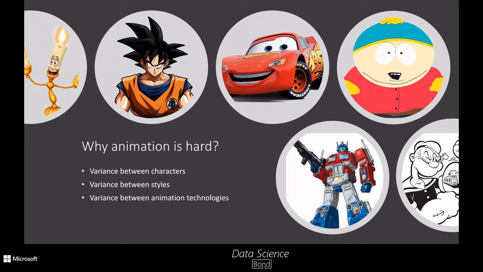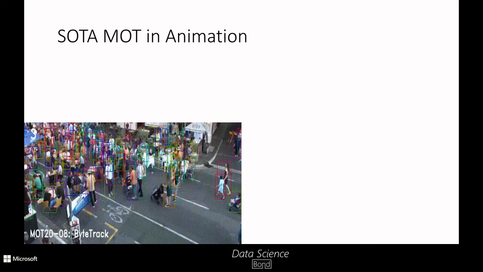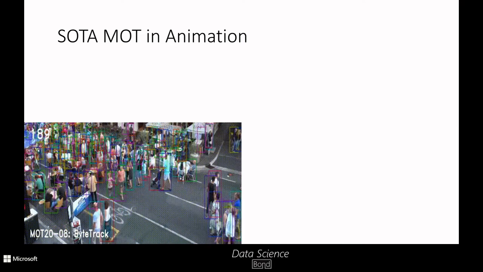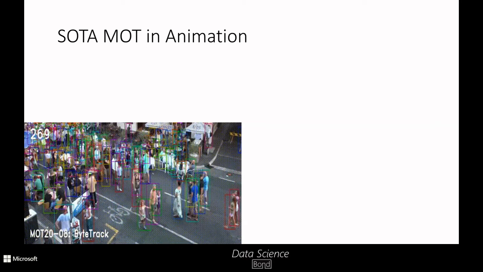On the other hand, we can see the variability across different characters, styles, and animation technologies. So in terms of styles, we have here some examples from CGI, manga, cutout, which is the South Park technology, and even black and white Popeye legacy animation. So both types of variance make it very challenging to capture where exactly every character has appeared in some latent semantic space.